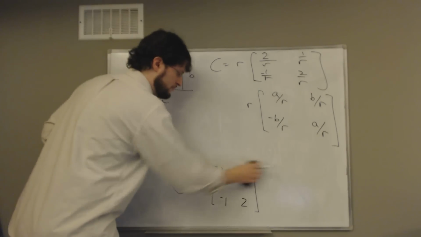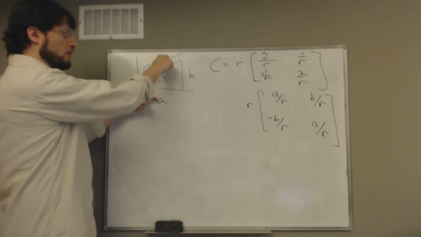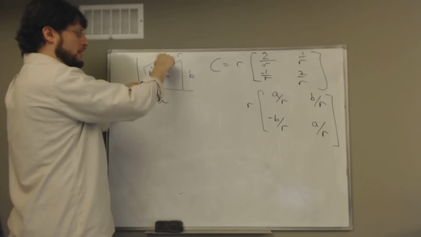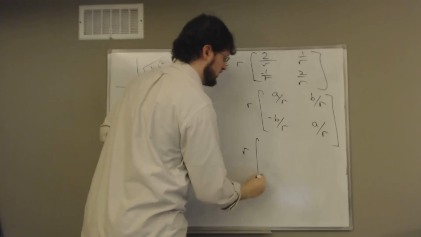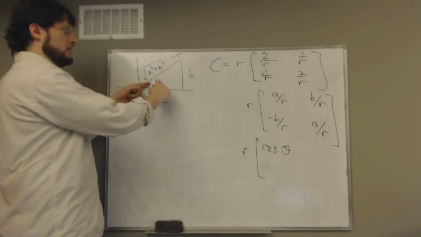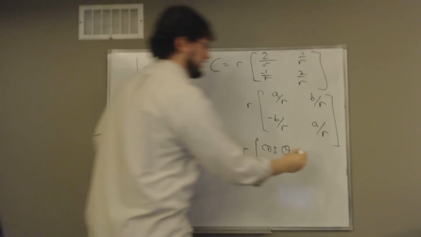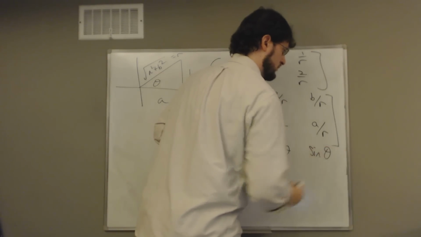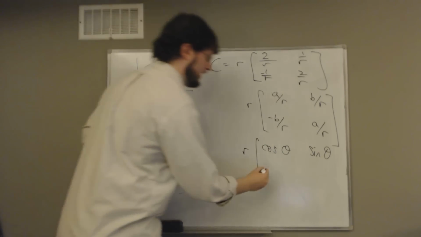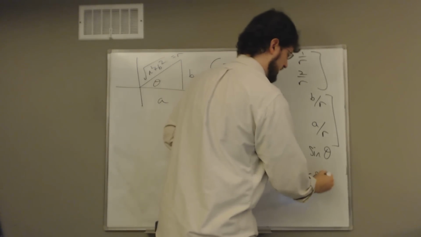Now, from my picture, in terms of this angle, A over R, well, a cosine of theta is adjacent over hypotenuse. So this is cosine of theta. Sine of theta is opposite over hypotenuse. So this is sine theta. This negative B over R is negative sine theta. And A over R is cosine theta.